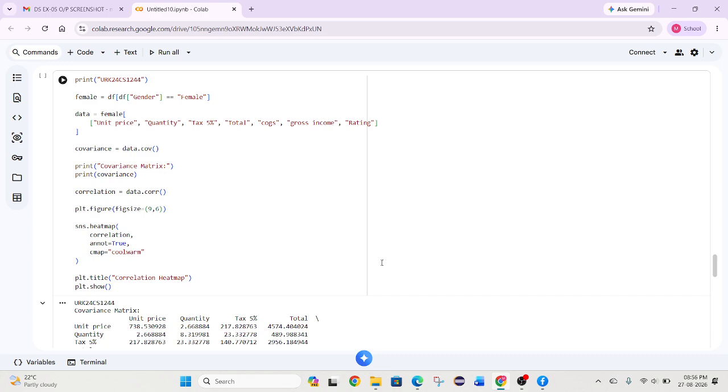Here we use Seaborn to create a heat map. A heat map represents the numbers visually. In the heat map, each row and column represents a variable. Each box shows the correlation between two variables. The number inside the box is the correlation value. The heat map makes the relationships easier to identify visually.